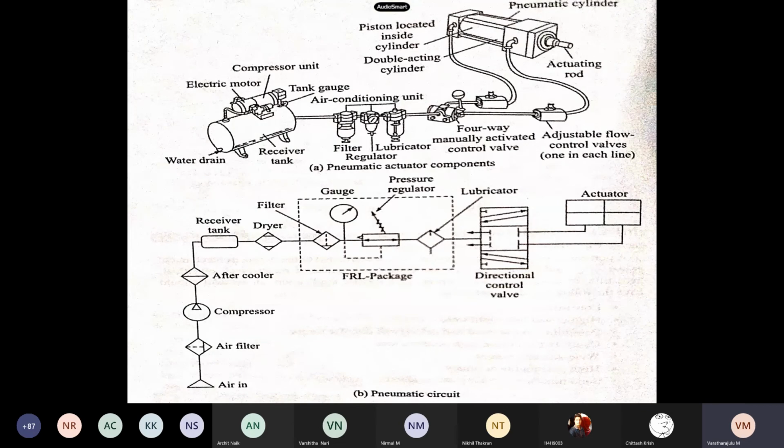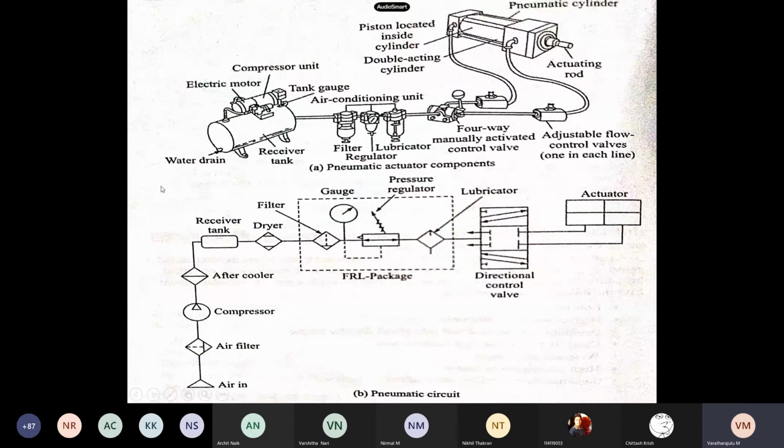The pneumatic actuator system consists of various components, and I'll do that in tomorrow's class. I'll make a detailed note about the working principle of these hydraulic and pneumatic systems. In today's class, please be aware of the various components in the hydraulic as well as the pneumatic system.